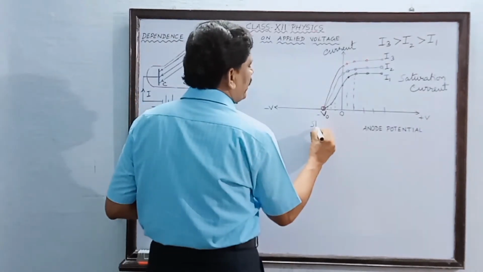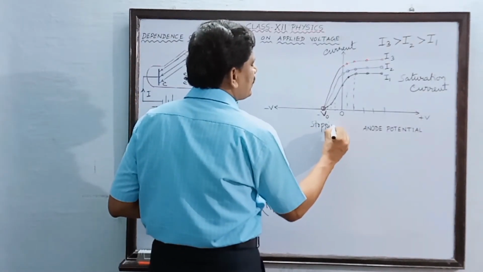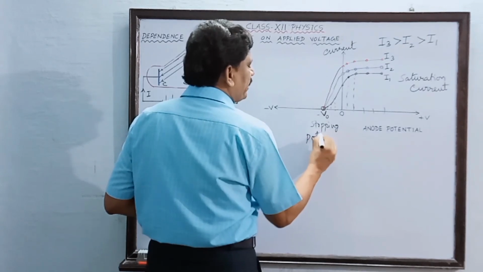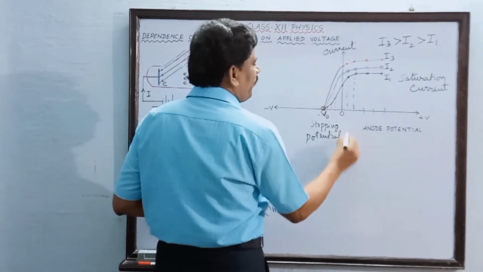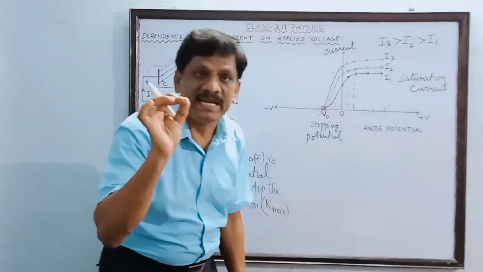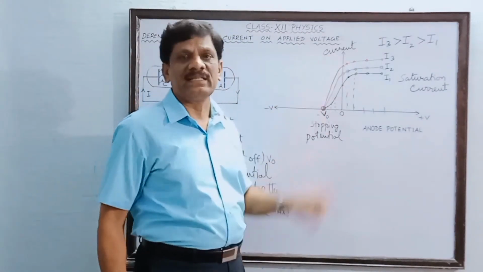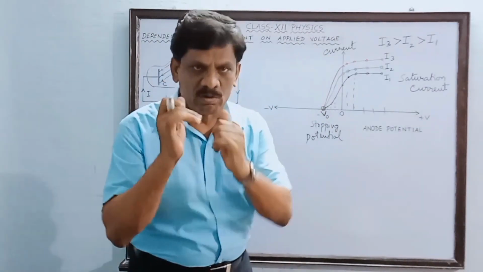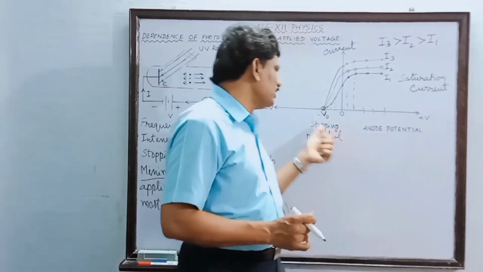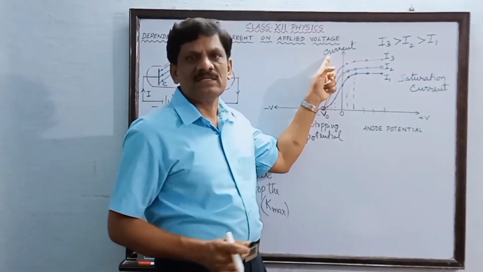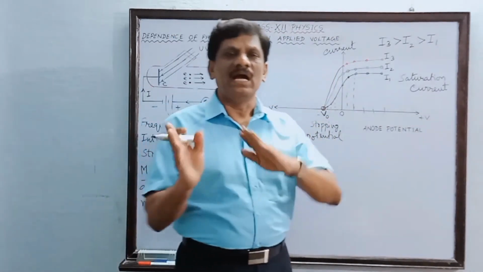So this V0 only is called as the stopping potential or cut off potential. At this negative voltage, the photoelectric current in the circuit is equal to 0. At this potential, the photoelectrons will not reach the anode.